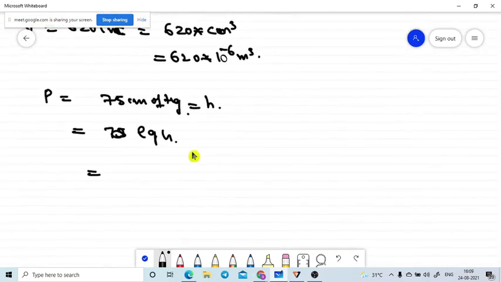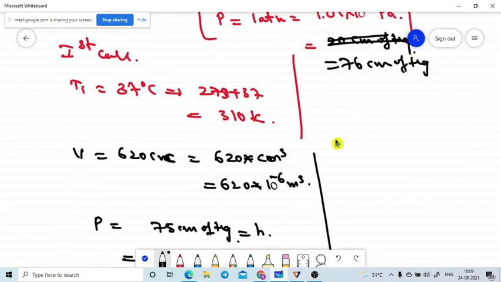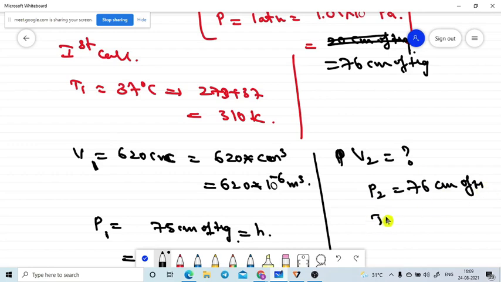There are two stages. In the first case, P1, V1 and T1 are given. In the second case, P2, V2 and T2. They are asking V2. P2 is given as 76 centimeter of Hg, and T2 is at 20 degrees Celsius. We should not use that directly, because everything we need to use in Kelvin.